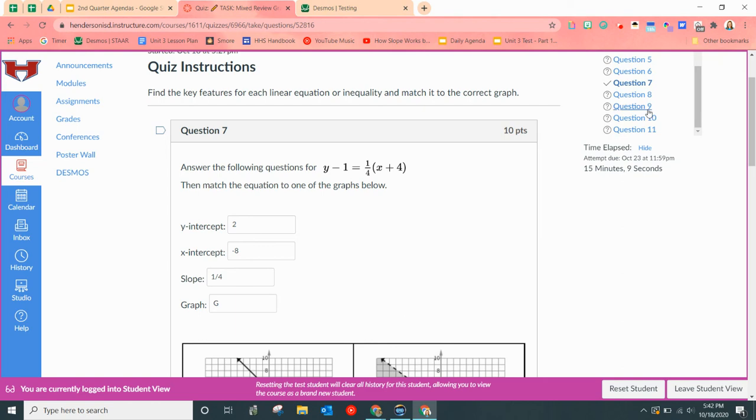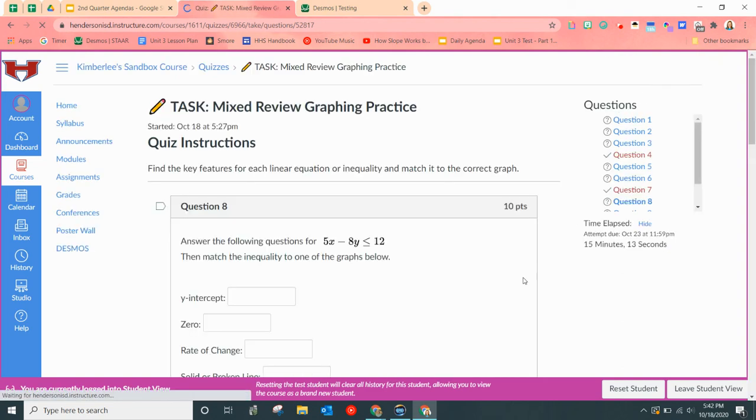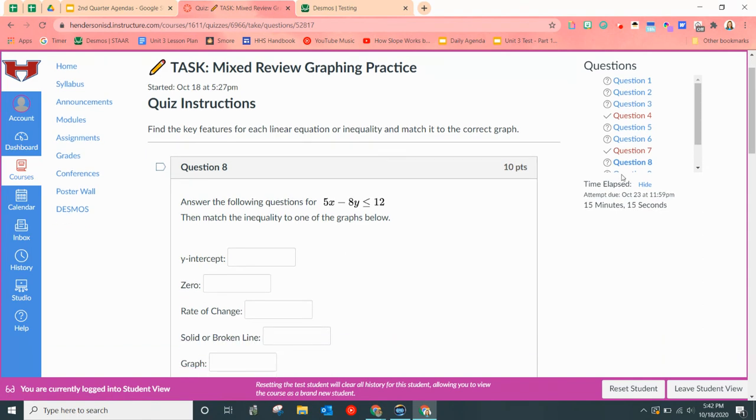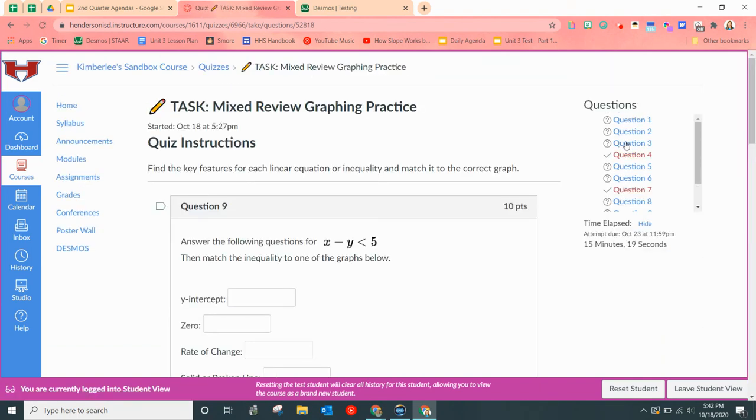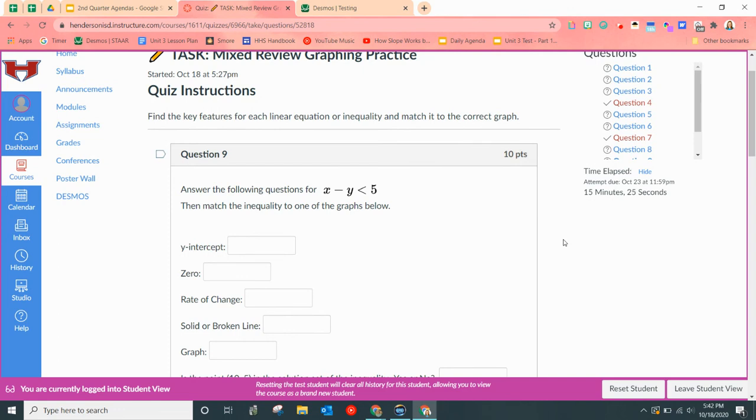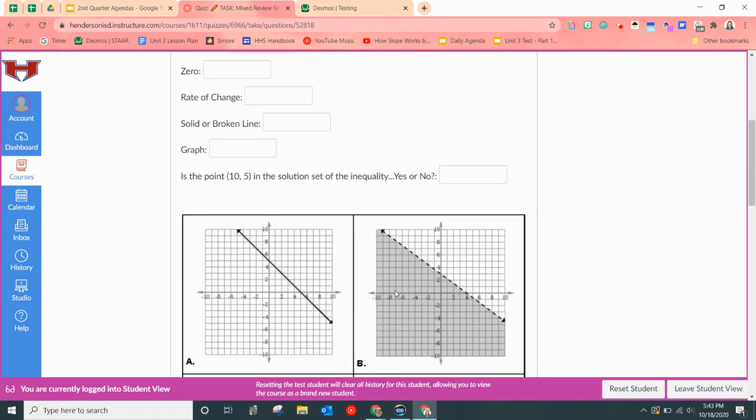Now there's 11 questions total. Some of them, like this one, you're going to have to solve for y before you can graph them. Some of them are already going to be solved for y. A lot of the beginning questions are already solved for y. So pay attention to that. Is it solved for y? Is it not? Fill in all the pieces and be sure and match it to a graph.